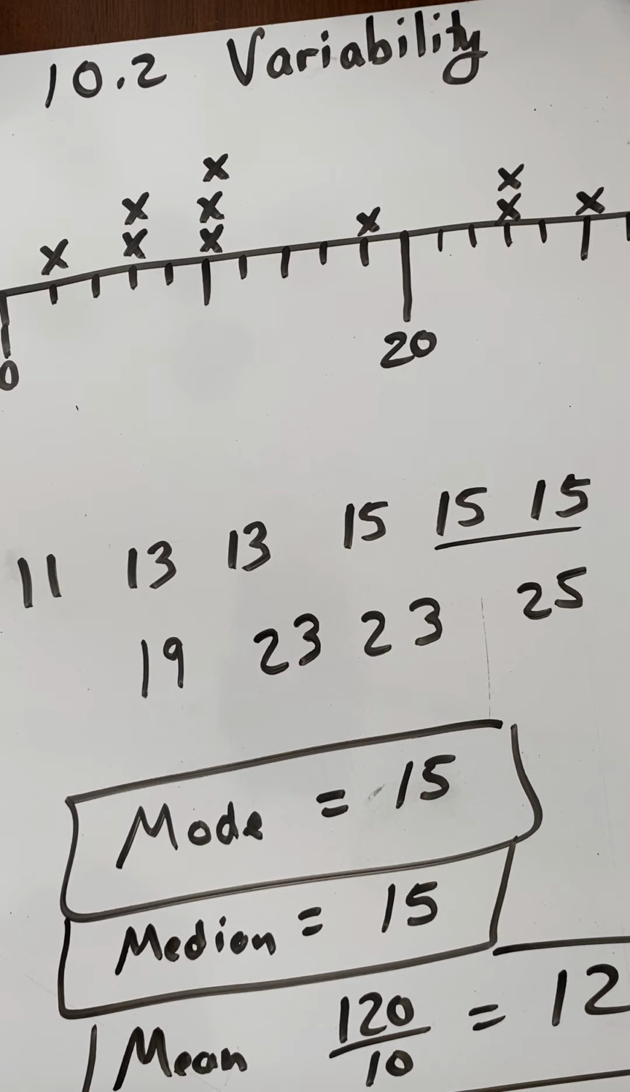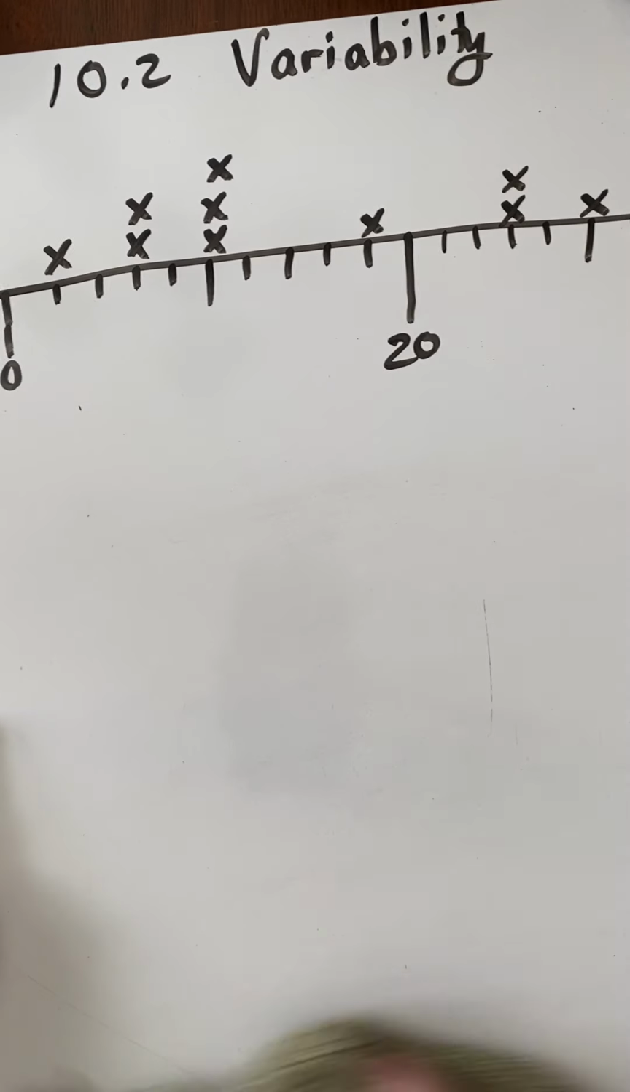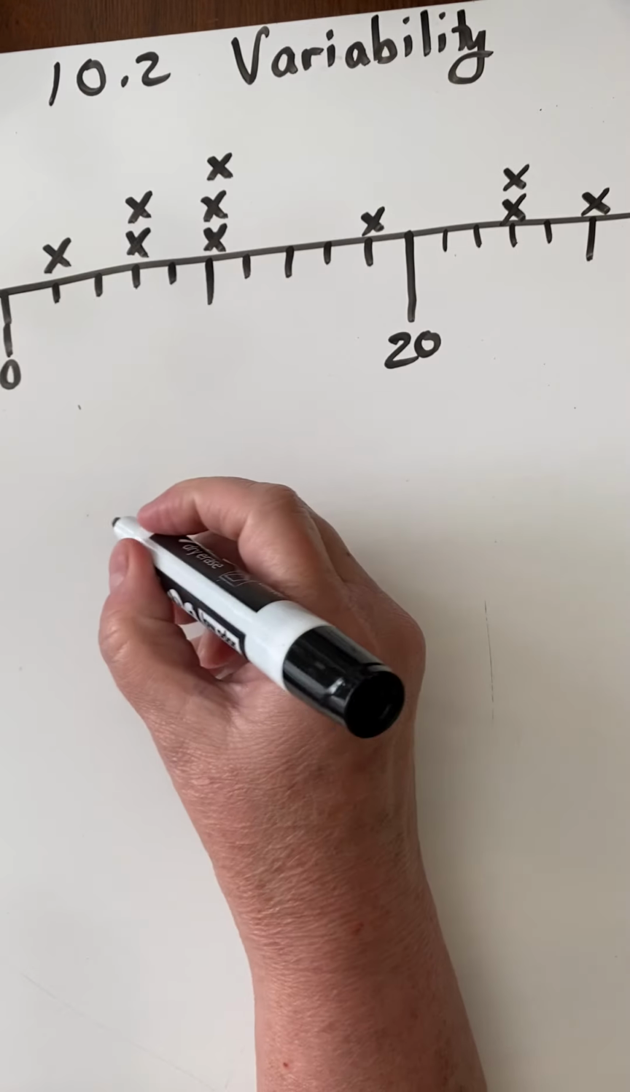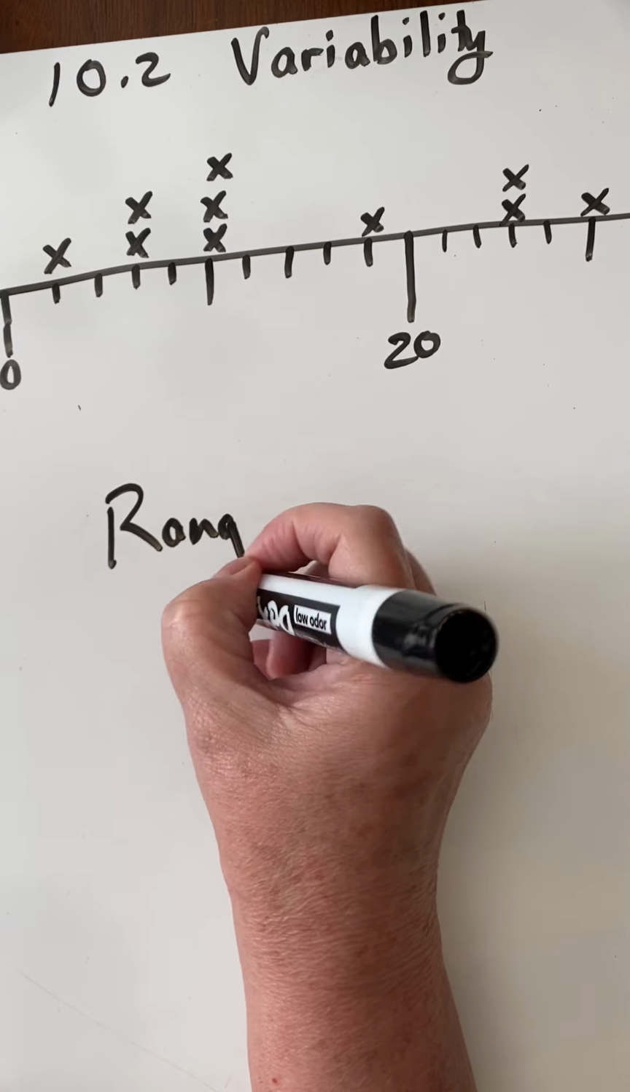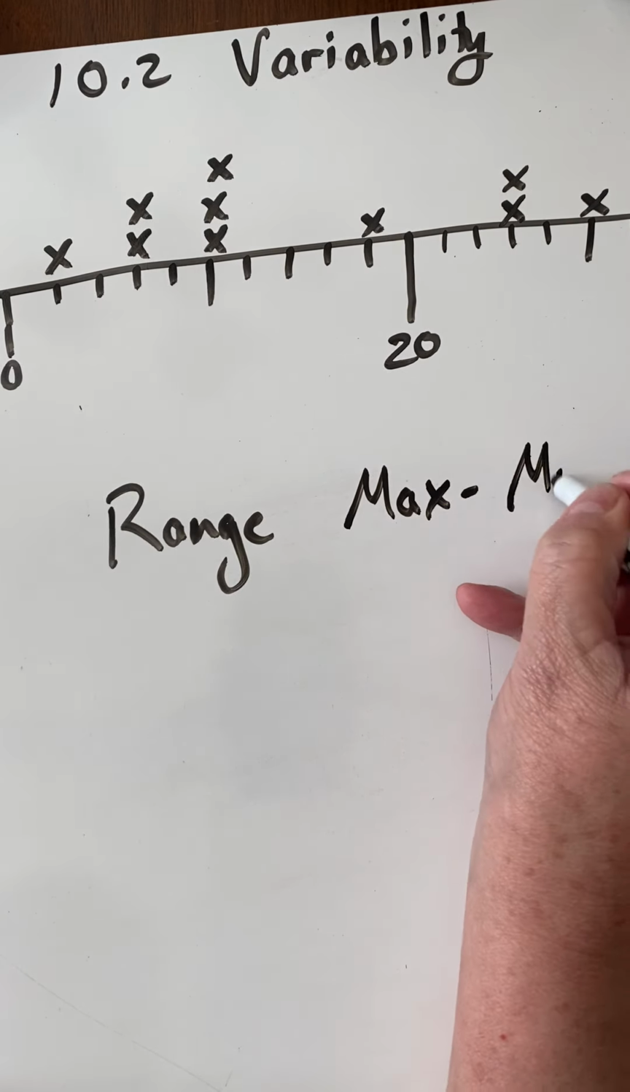Now I'm going to be talking about the variability. Now that I know the center, I'm going to erase this and figure out what my variability is. One easy way is just to look at the range, and that's when you take the max number minus the minimum number.